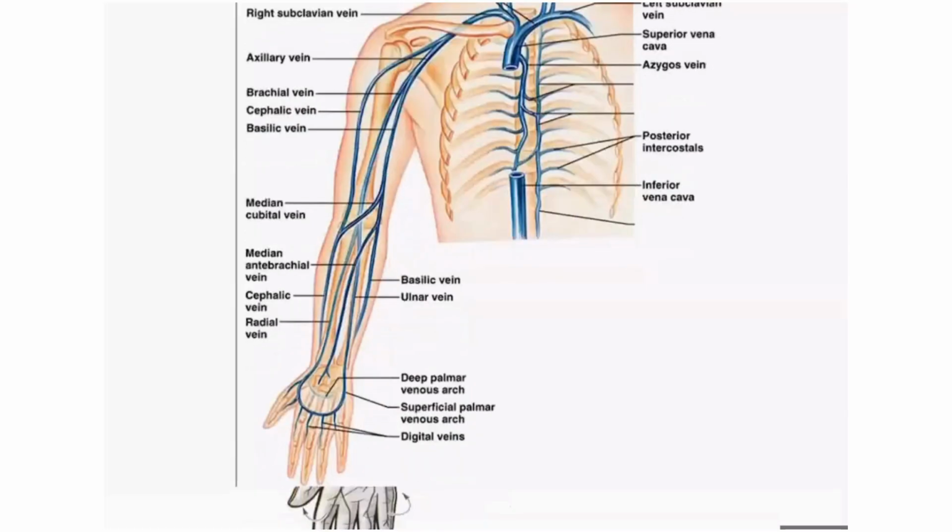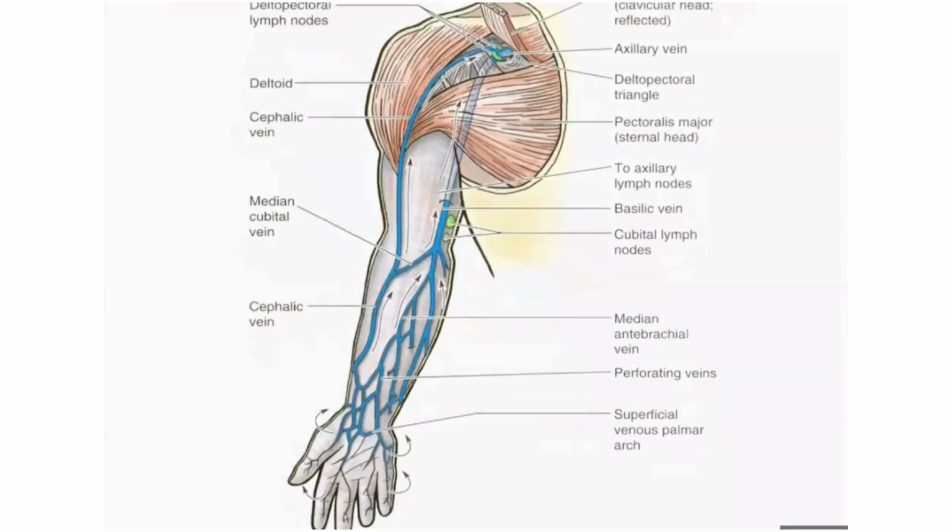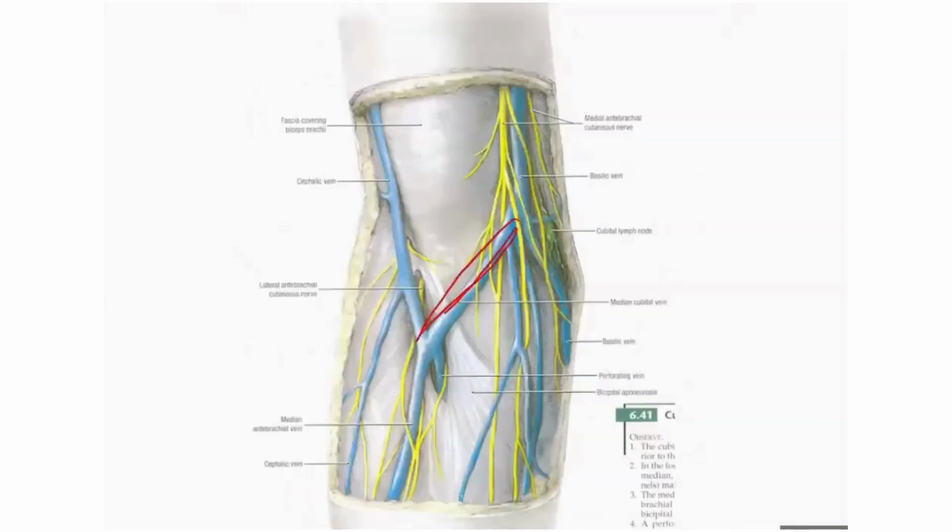Can you see this? What is this vein? Median cubital vein, cephalic vein, running in the deltopectoral groove and ending in the axillary vein. Right? Can you see this? Already we finished, only the picture I didn't show you. What is this vein? Median cubital vein. This is the basilic vein. This is the cephalic vein.